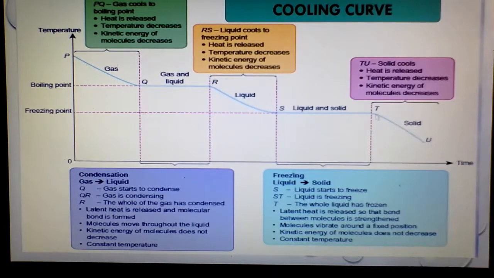Okay, and then for the case of TU, solid state, heat is released, temperature decreases, kinetic energy decreases. So the amount of heat that is released, we call it heat capacity. So same thing as the heating curve, you must be able to identify the type of heat that is applied, whether it is heat capacity or latent heat. And then you must be able to state the state of matter for each of these parts.